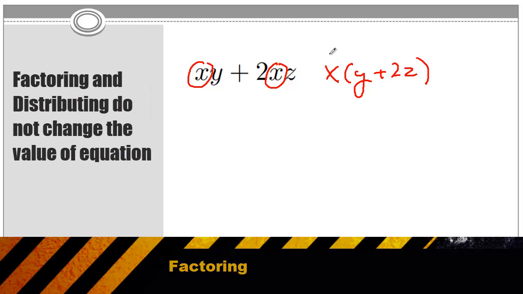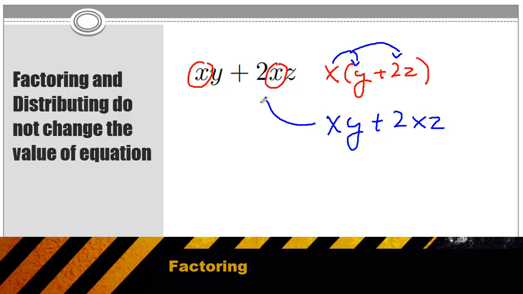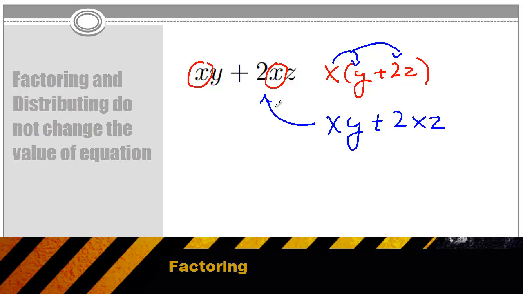You can see that if I were to take the parentheses and use distribution by multiplying my x times my y and my 2z, I would end up with xy plus 2xz. So we really haven't changed the value of the original equation. It's just two ways of writing the same mathematical statement.